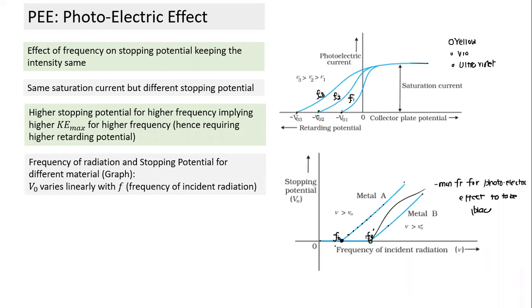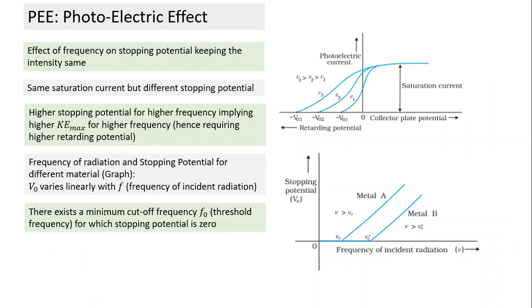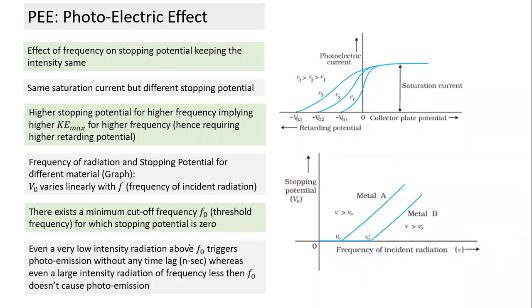So this graph is again an observation from experiment, and again we interpret. What does it imply? There exists a minimum cutoff frequency for which stopping potential is zero. Just read the statement: even at a very low intensity, but frequency greater than f0, it triggers photoemission without any time lag.